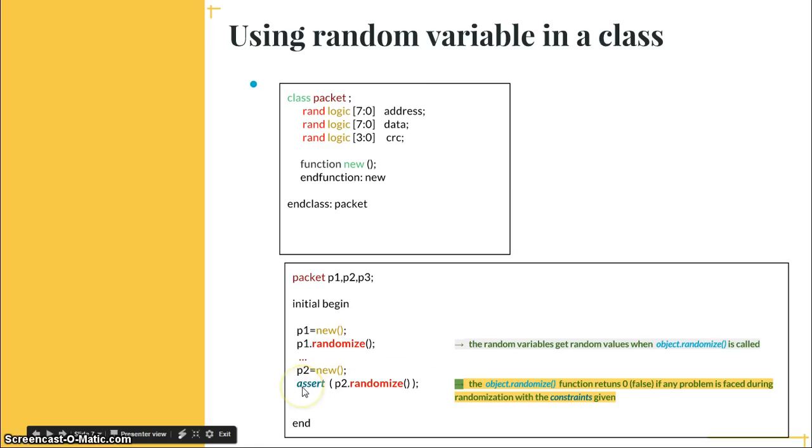Assert is another SystemVerilog specific statement. Whenever a false condition occurs within the statement, it will print an error message. So if the randomization is failing, and you are calling this randomization statement within an assert, like assert within brackets p2.randomize, then if an error happens in the randomization function, the simulation will stop here and print an error message saying p2 randomization failed with an error. It encountered an issue. So you should always call an object.randomize function within an assert statement.